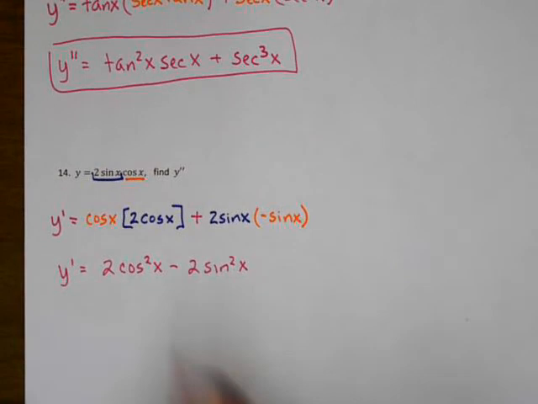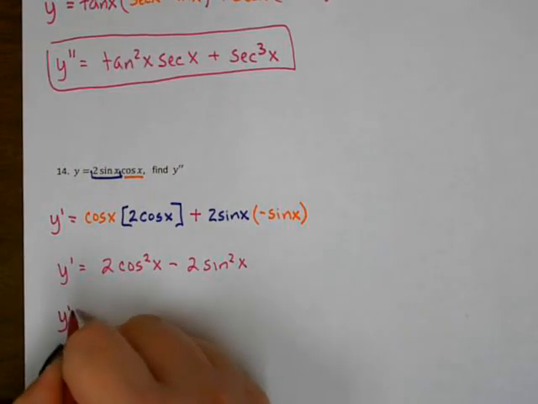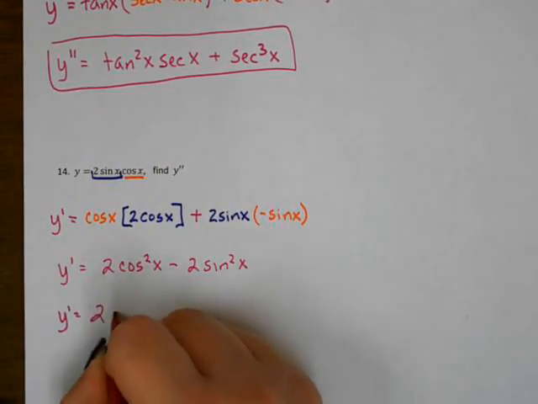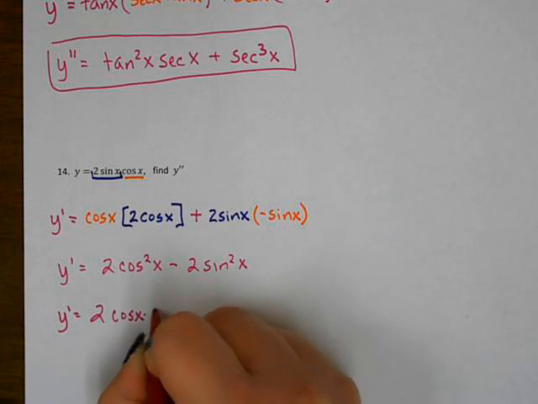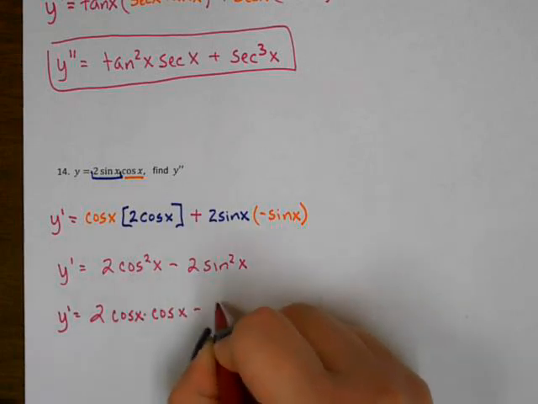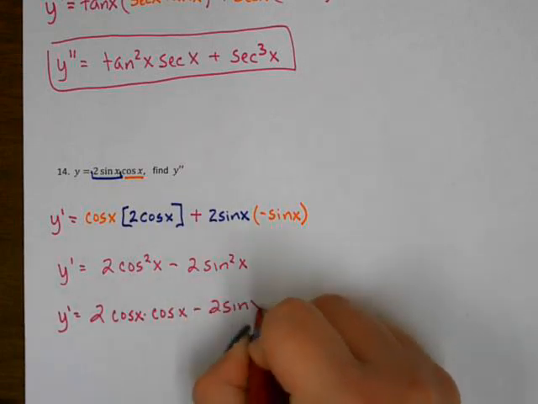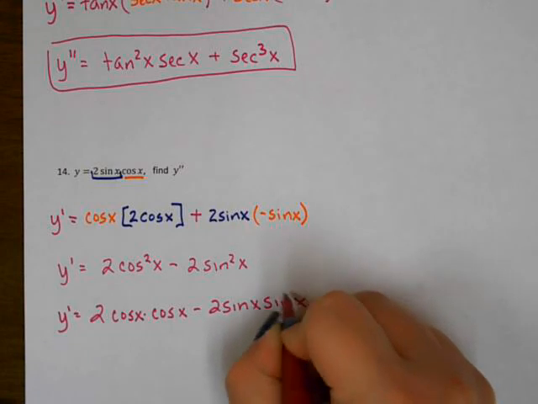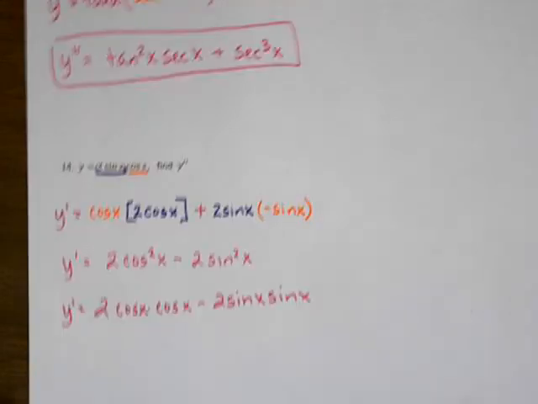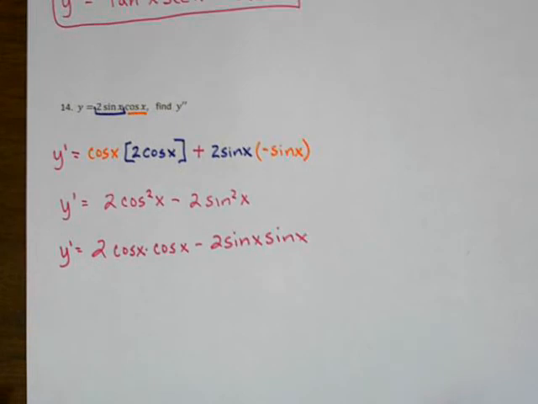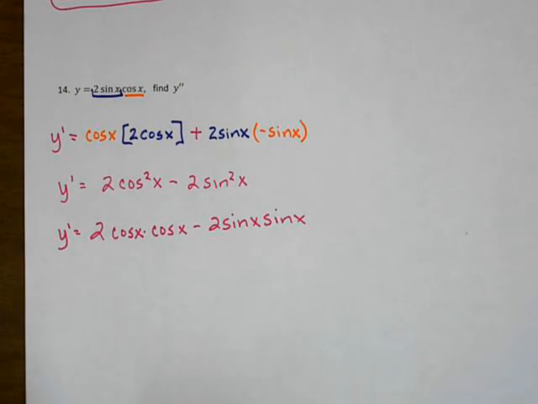Now we haven't talked about chain rule yet, so I lied and I'm going to rewrite this again. It's 2 cosine x times cosine x minus 2 sine x times sine x, because we're going to need to do some product rule in here. And then I'll show you why chain rule is so helpful later. All right, so let's do the second derivative now.